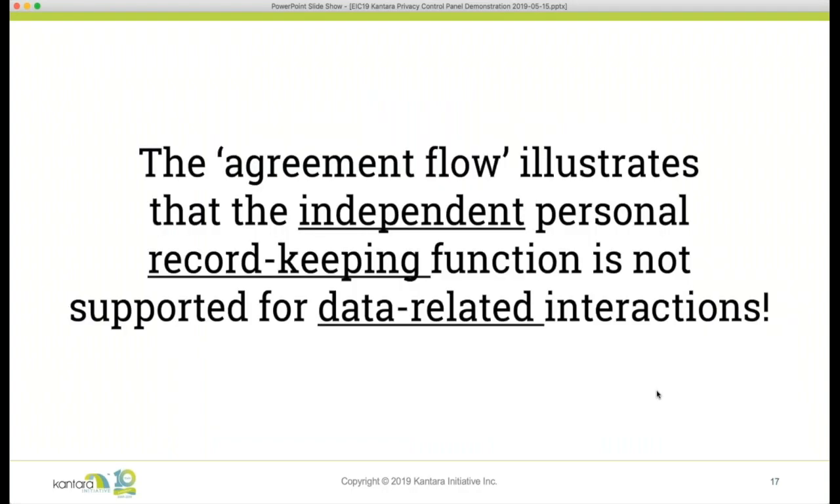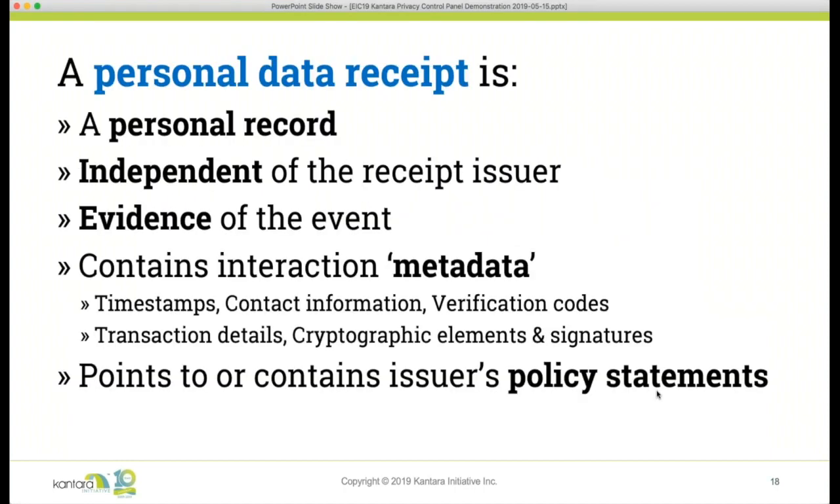And just to reiterate this point, the agreement flow shows that with personal data, there is no independent personal record keeping function. It just doesn't exist. And when you talk to people, vendors, service providers, this doesn't enter into their thinking because the data controller, the vendor, they've got all the records they need. But it's very rare to have a vendor understand that there's value in having personal records that are independent of the vendor's records.